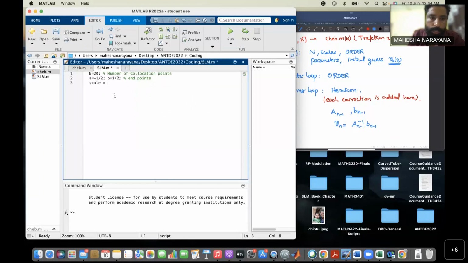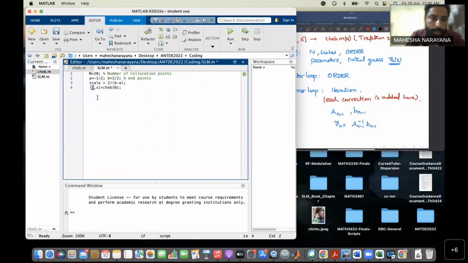Okay, that is defined. And then what we do, we just call the Chebyshev function, which I showed earlier. So I'll call this cheb and pass this N. So what will this return? This will return both the differentiation matrix D as well as the collocation points X. So we'll just put it like this. Once this line is executed, you have the spectral matrix saved as D and X.